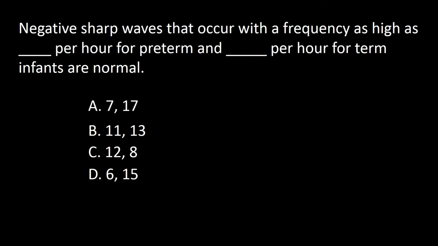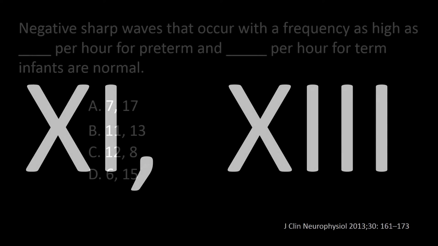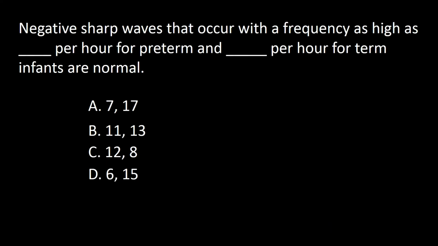Next question. Negative sharp waves that occur with a frequency as high as blank per hour for preterm and blank per hour for term infants are normal. A. 7, 17. B. 11, 13. C. 12, 8. D. 6, 15. The numbers to remember are 11 and 13. So the answer to this question is B.